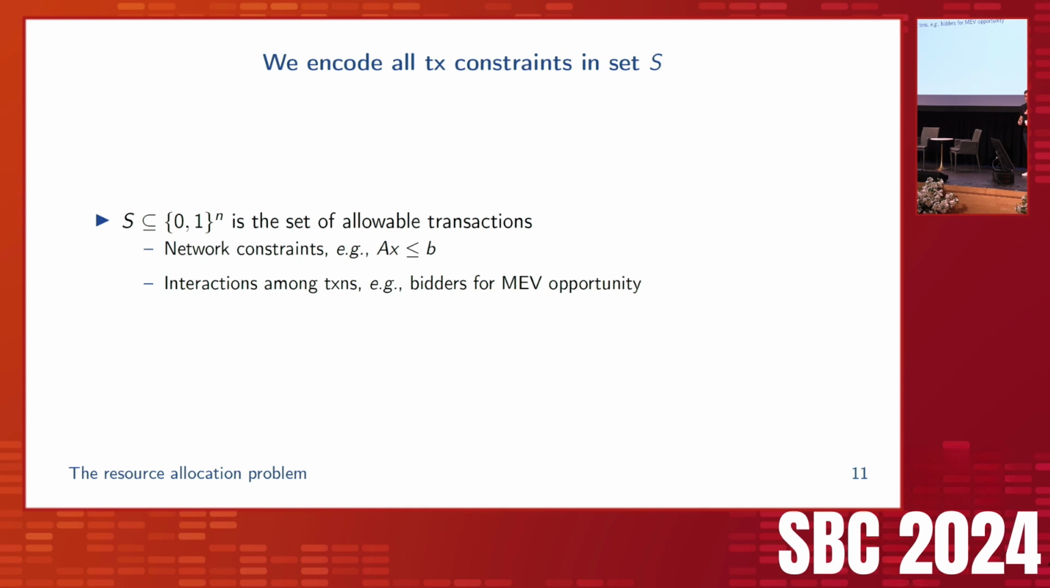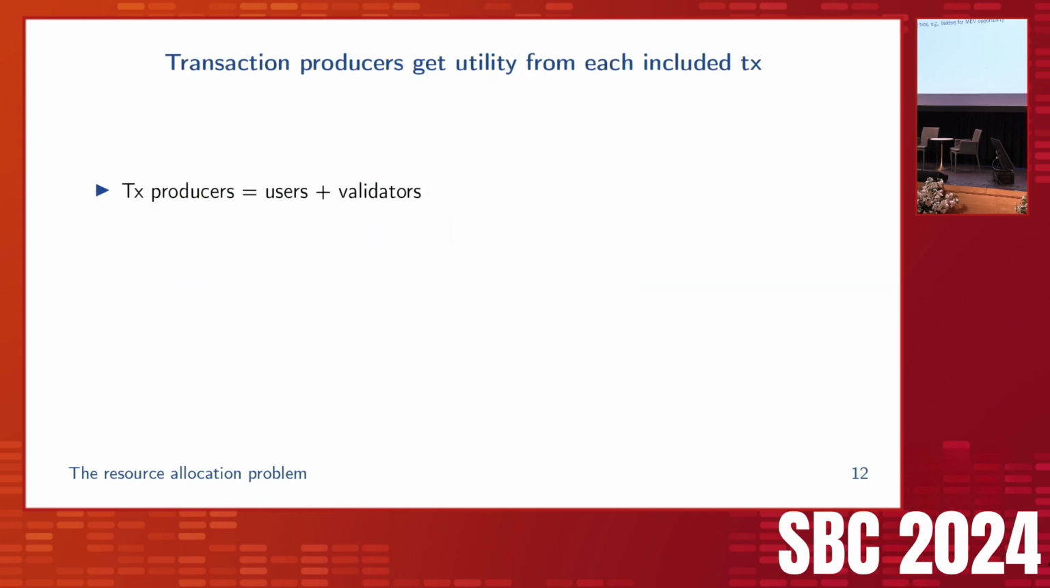The next ingredient we need is to encode all transaction constraints in the set S. So the set S is just going to say these are the types of allowable transactions we have. And this will include everything like network constraints, but it also can include very complicated interactions among the transactions. So for example, if you have some DEX arbitrage opportunity that's at the top of the block that only one person can actually realize, that would be included in the set S as well.